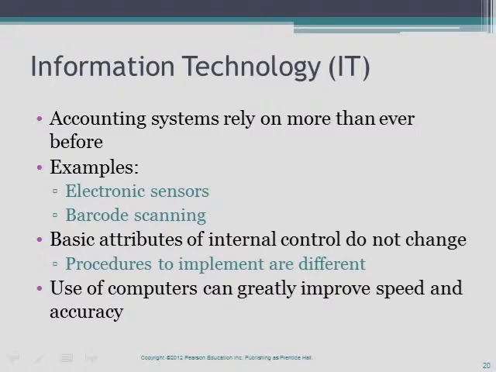Accounting systems are relying less on manual procedures and more on information technology than ever before for record keeping, asset handling, approval, and monitoring, as well as physically safeguarding the asset. When a company employs sophisticated IT, the basic attributes of internal control, SCALP, do not change, but the procedures by which these attributes are implemented change substantially. For example, segregation of duties is often accomplished by separating mainframe computer departments from other departments and restricting access to the IT department only to authorized personnel.